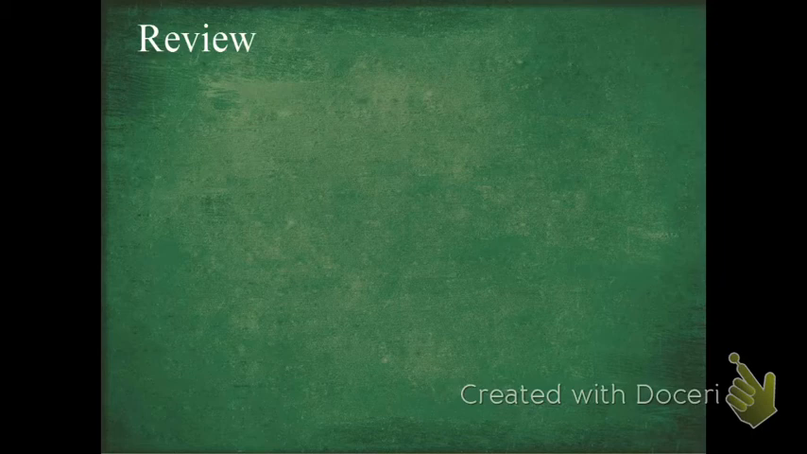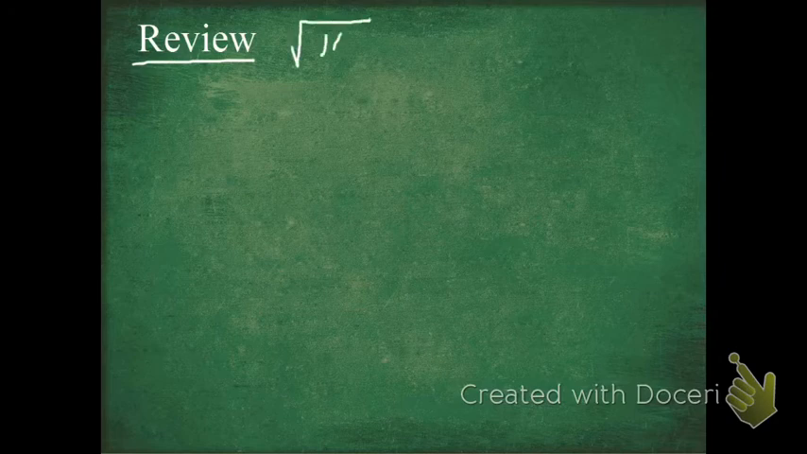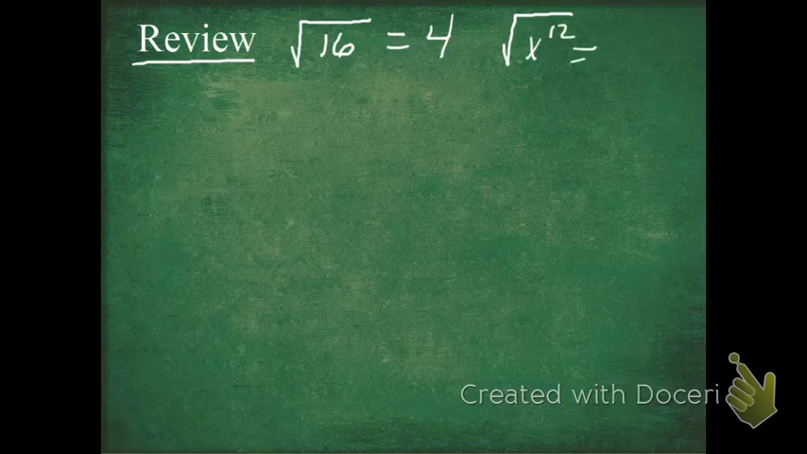Okay, quick review. Again, sometimes underneath our radical sign, we'll have nice numbers that are perfect squares. And the square root of 16 in this case is 4. Or if it's a nice variable with an even exponent, so if we have the square root of x to the 12th, we simply take half of that exponent, so that's going to be x to the 6th, 12 divided by 2.